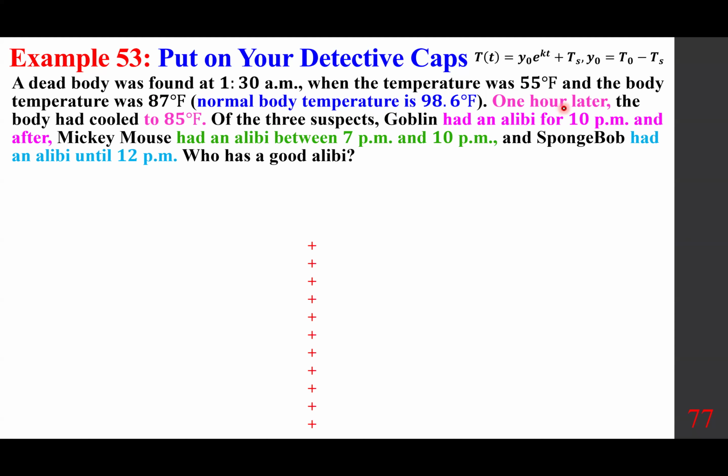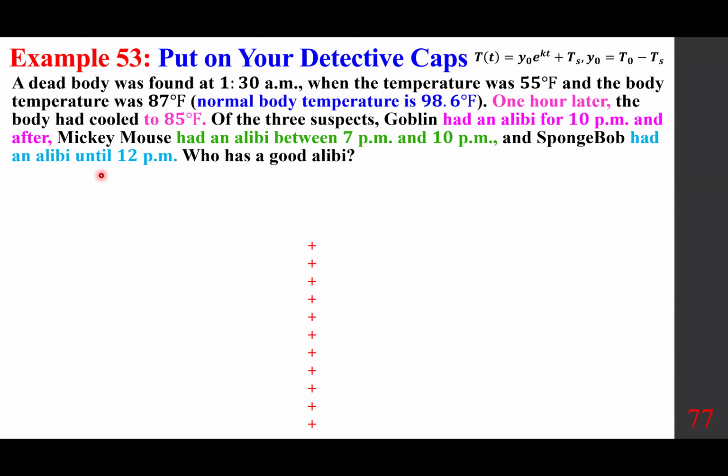So one hour later, so what they do, they wait for an hour on purpose. The body had cooled to 85 degrees, and so they measure it again. So originally they measure it, then 1 hour later, sometimes 2 hours later, and that gives them a chance to use Newton's law of cooling to figure out the time of death. And so of the three suspects, Goblin had an alibi for 10 p.m. and after. Mickey Mouse had an alibi between 7 and 10 p.m. And SpongeBob had an alibi until 12 p.m. Who has a good alibi?